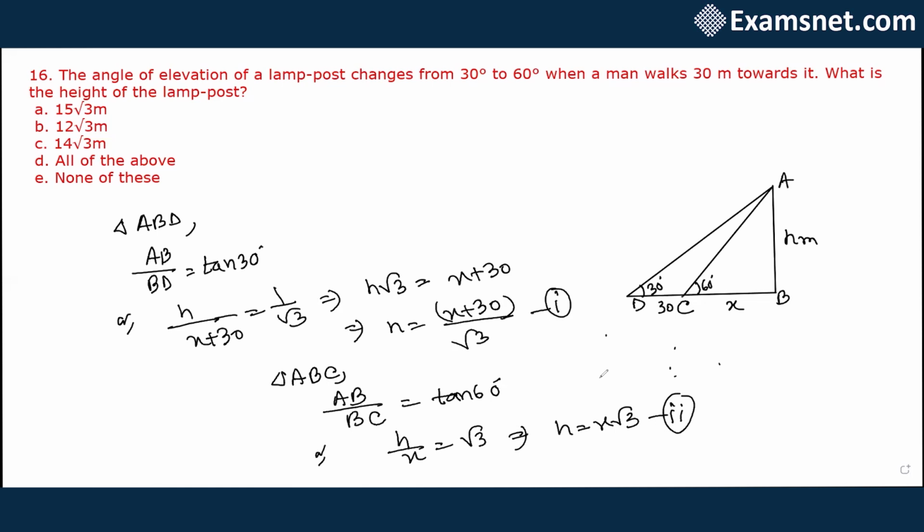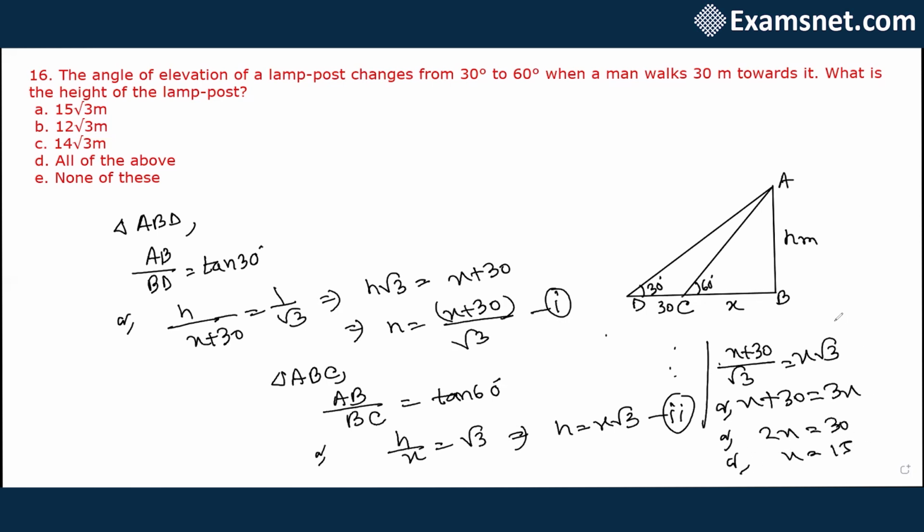Now, both the equations give us the same value, that is of H. So we can equate them. It will become X plus 30 by root 3 equals X root 3. So X plus 30 equals 3X. Next, we can write 2X equals 30 and X equals 15. But here we are asked to find the value of h. That means h equals 15 root 3 meter. So the height of the lamppost is 15 root 3 meter. Option A is the correct answer.